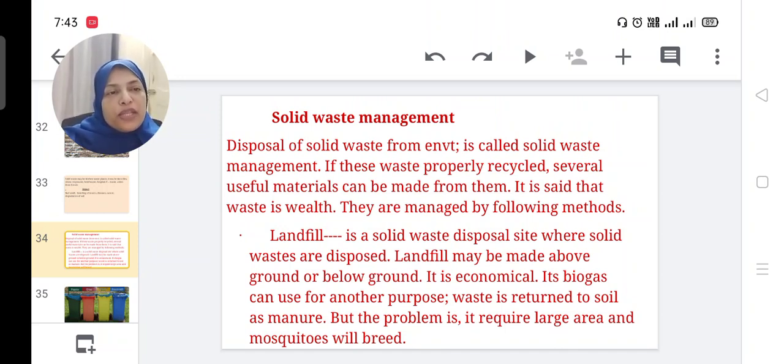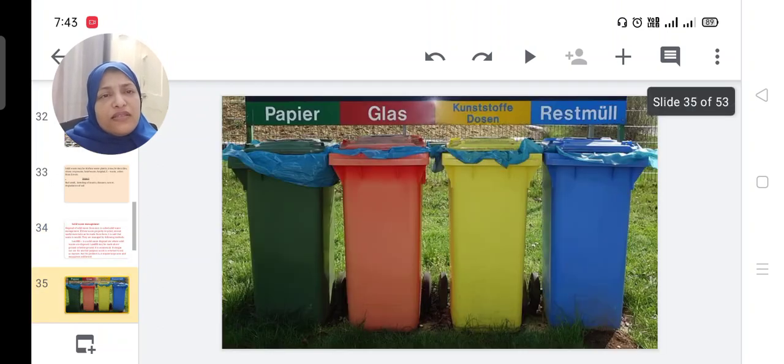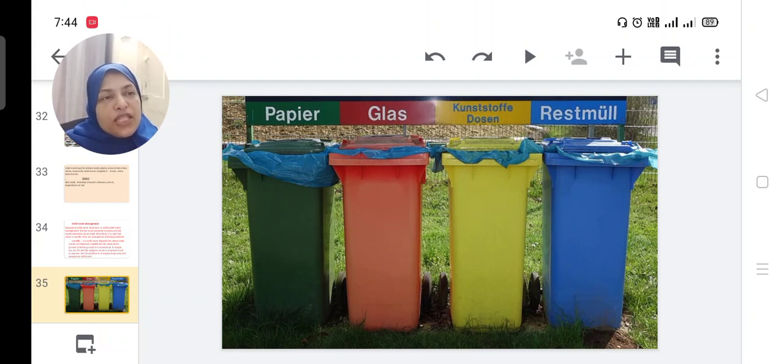But the problem is it requires a large area. Otherwise, mosquitoes will breed. So it requires a large area, and mosquitoes and so many insects will breed in that area because it creates bad smell. We can classify waste into paper waste, glass waste and other types of waste.